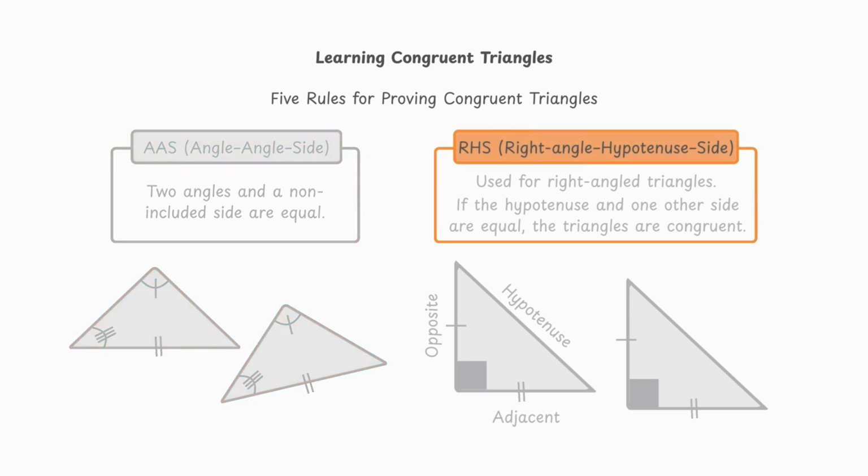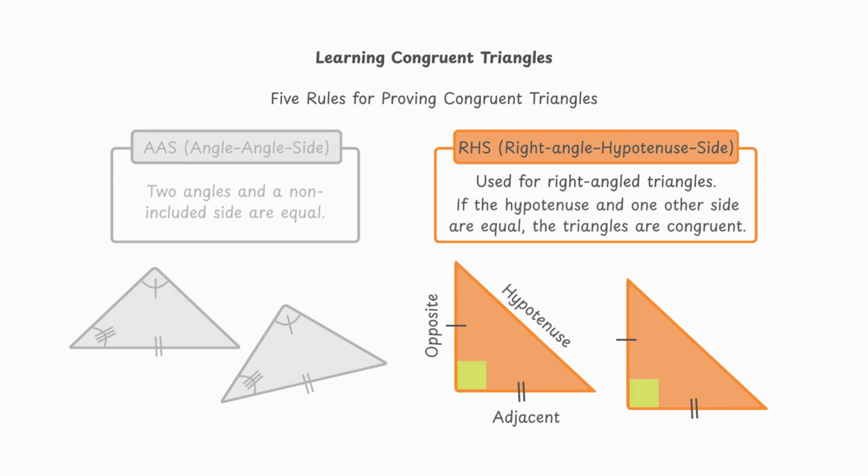Now let's move to the final rule. RHS, right angle, hypotenuse, side. This rule is only used for right-angled triangles. So first we must have a right angle, 90 degrees. Now look at the triangle. The longest side, opposite the right angle, is called the hypotenuse. The other two sides are called the adjacent and opposite.